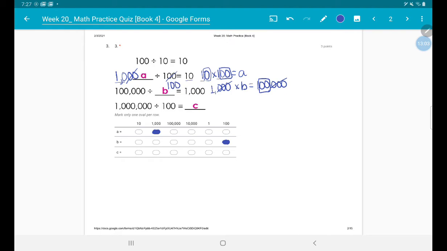All right, then for C, we have 1 million divided by 100 equals C. So if I take these 2 zeros from 100 and I cancel out 2 zeros in 1 million, here's what I'm left with. A 1, because 1 divided by 1 is going to equal 1. And I have 4 zeros. So C is going to be equal to 10,000. Remember, it's all about counting your zeros.